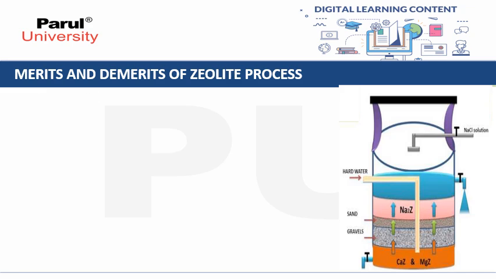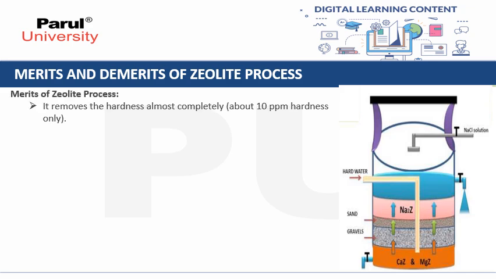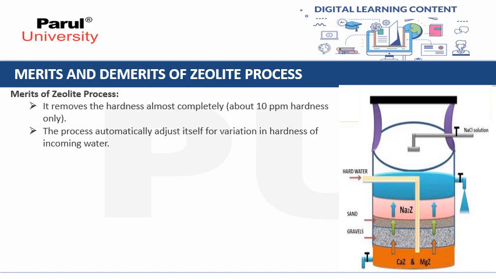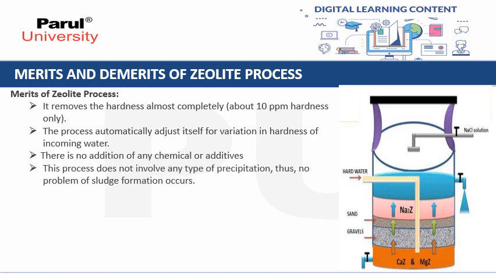Merits and demerits of the zeolite process. Merits of the zeolite process are that it removes the hardness almost completely, to about 10 ppm hardness. The process automatically adjusts itself for variations in hardness of the incoming water, and there is no addition of any chemical or additives. This process does not involve any type of precipitation, thus no problem of sludge formation occurs.